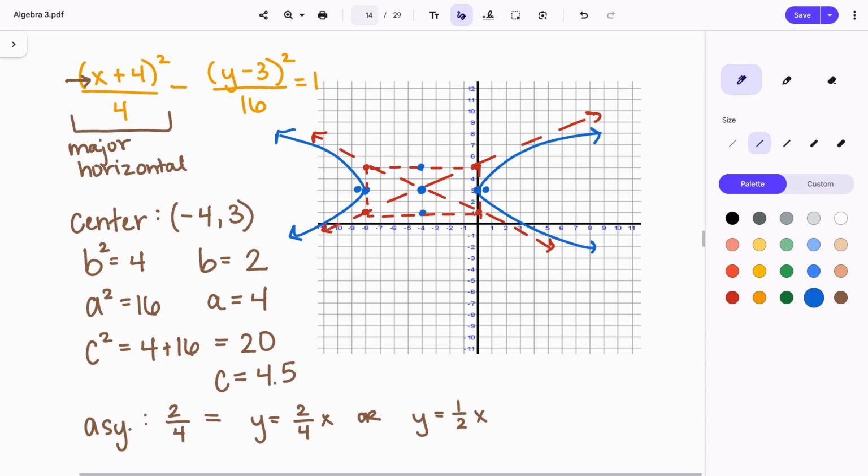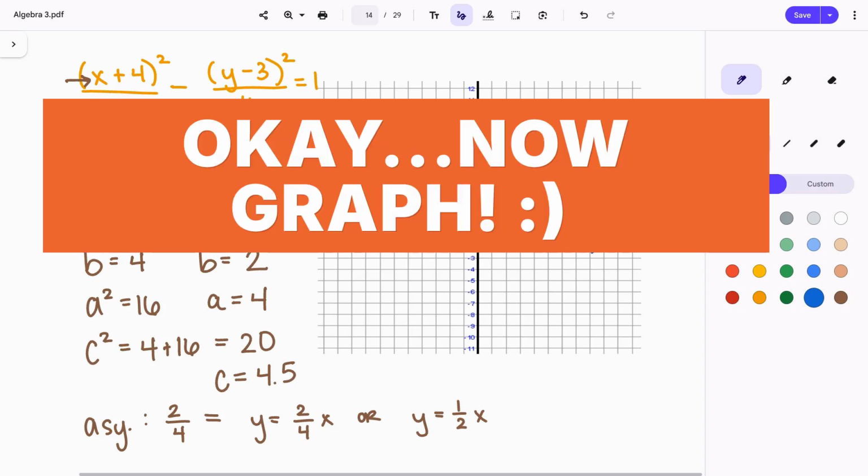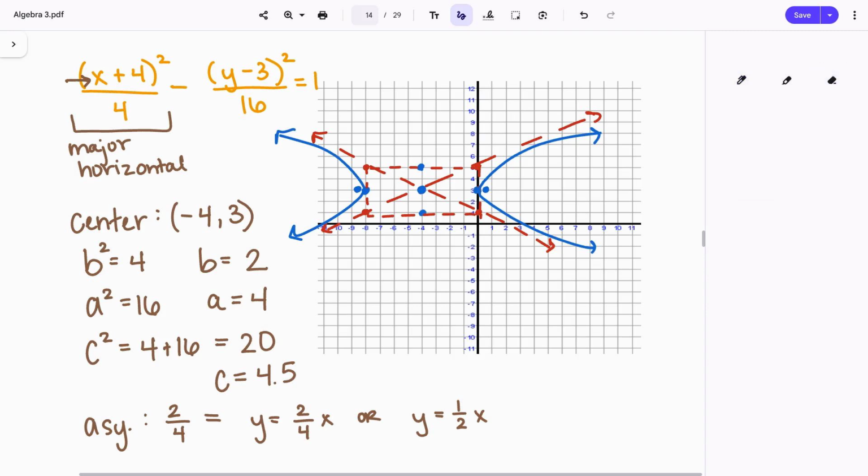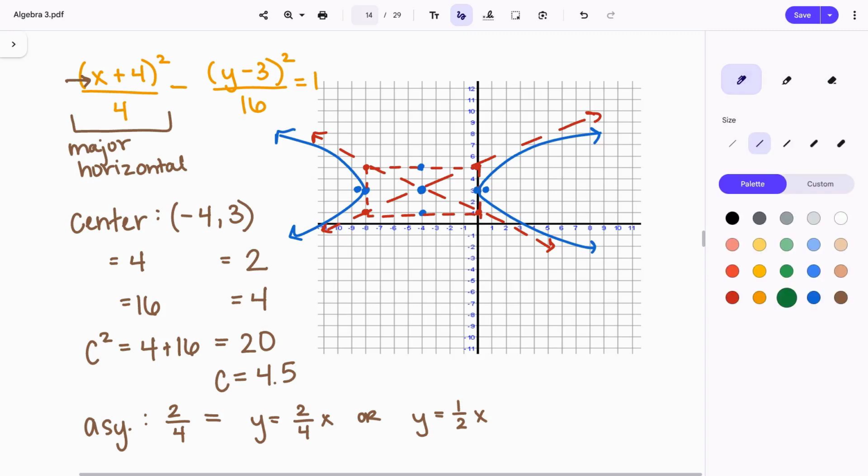All right, any questions on our hyperbola? Okay, let's go back. Let's fix this. Since we read this wrong, it's just going to change a couple things. I know, I'm sorry. I read it wrong.